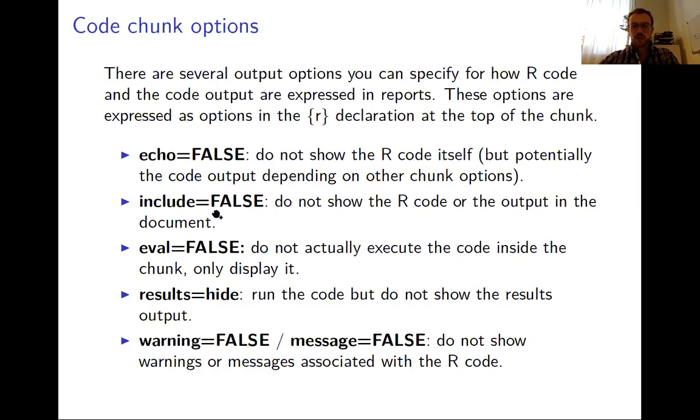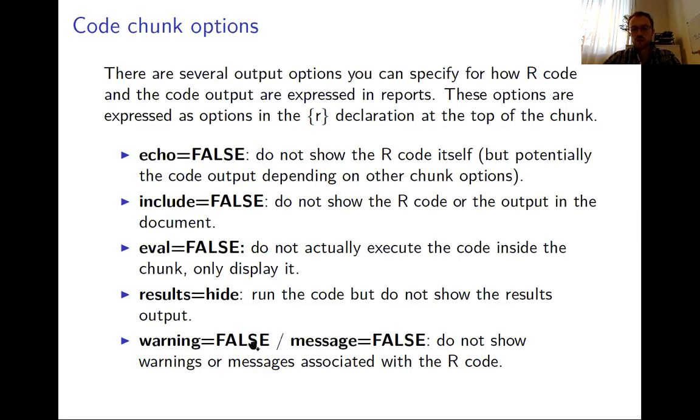If you type include equals false, it does not show you anything. It does not show you the R code or the output in the document. If you type eval equals false, it does not evaluate the chunk at all. And this might be useful, for example, if you want to show a code example that is wrong, for an educational purpose. But of course, you don't want R to evaluate it because it cannot evaluate code that is wrongly written. With results equal hide, it will run the code, but it will not show you the results.